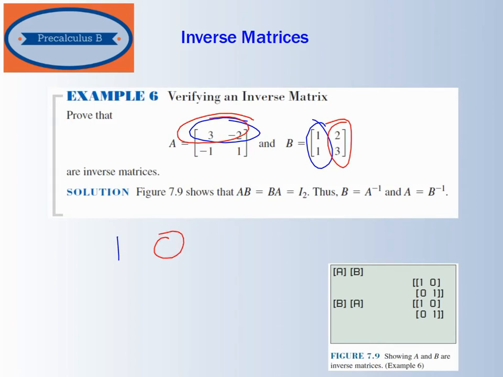We do this again for the next one. Negative 1 and 1 times 1 and 1. Negative 1 times 1 is negative 1. 1 times 1 is 1. We add them together, we get a 0.